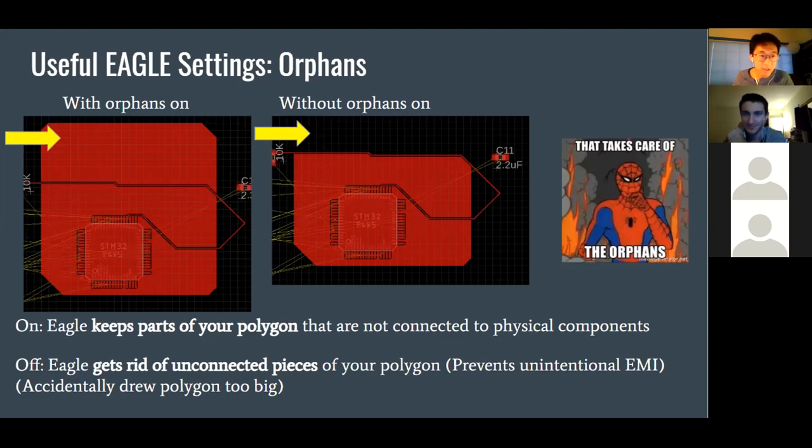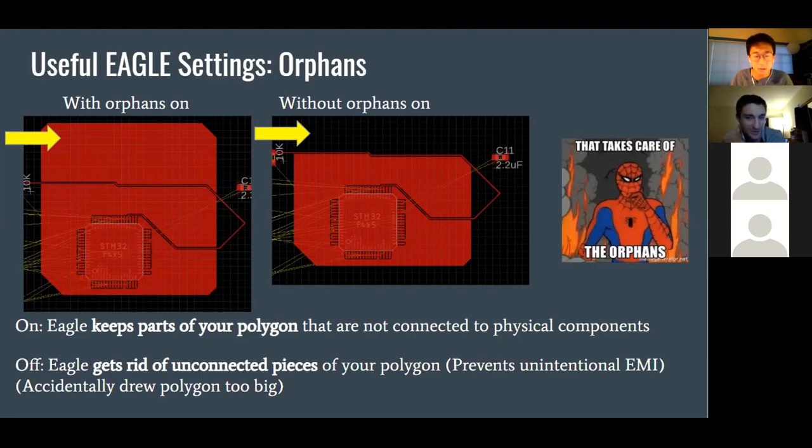Essentially, you can see with orphans and then without orphans, you have a trace that cuts through, and then basically that top portion is not connected to anything. It's just a lone piece of copper. And so that will create some EMI, some noise that would radiate from your PCB, and we wouldn't really want that. So normally you want to turn orphans off. This also cleans it up a little bit better.